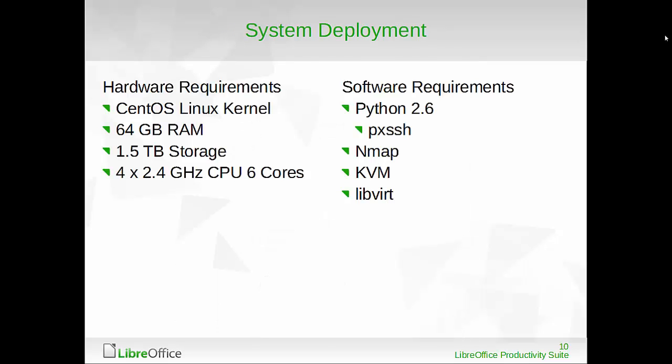The hardware requirements are a computer with 64 gigabytes of RAM, 1.5 terabytes of storage, and a 2.4 gigahertz CPU with 6 cores, all running on a Linux kernel of CentOS. The software requirements are Python 2.6 with PXSSH installed, Nmap, KVM, and libvirt.